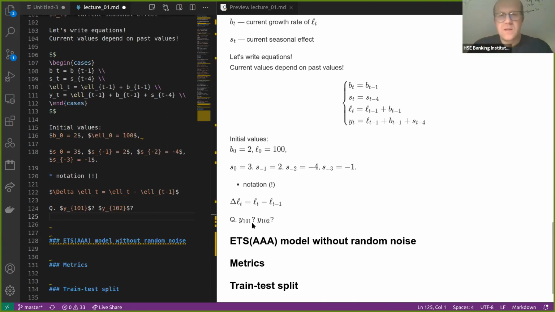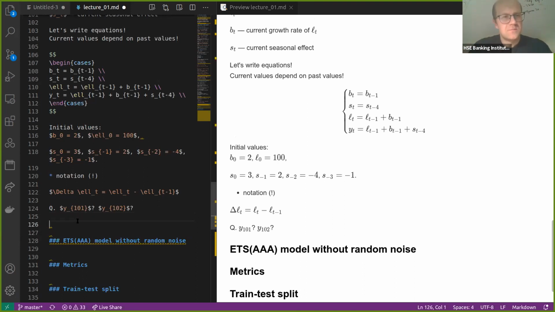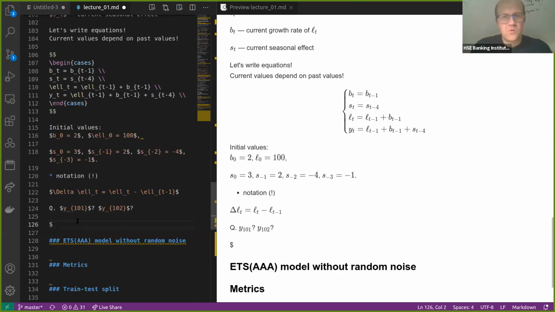Okay, let's calculate B. Let's do it step by step. Who knows B1? Yeah, B is always 2. So I can easily write B1, B2, and so on, it will be 2. Okay, we have calculated all the B's.